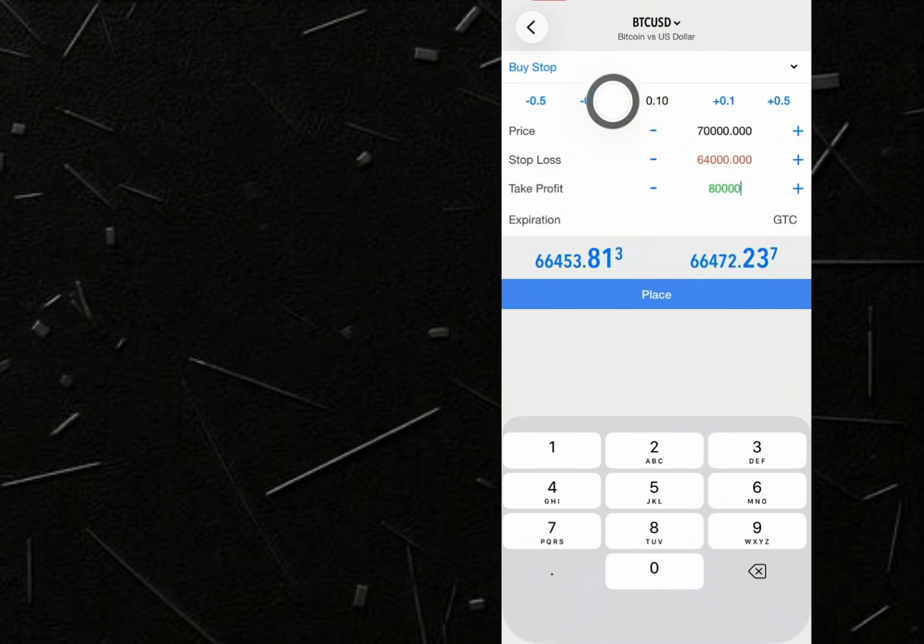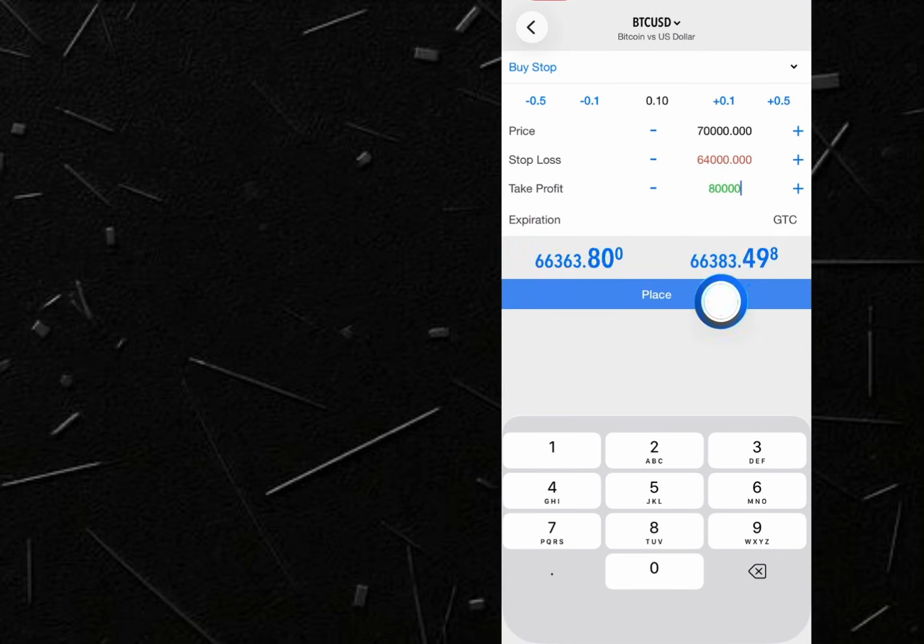So they say BTC USD buy stop. So you select the buy stop. You have entered the price. This is your entry price. You are saying the price is currently at 66, but you don't want to enter for buy. You are going to wait till 70,000. When you enter at 70,000, you expect the price to move as high as 80,000 to take profit. If you enter at 70 and the market reverses, you want to go out at 64,000.